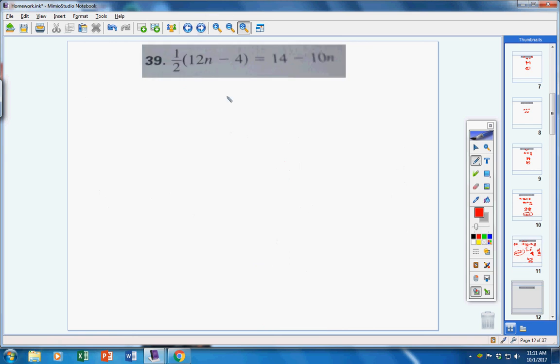All right, number 38. Step 1. Let's simplify both sides, okay? So, take your 1/2, multiply it through. 1/2 times 12 is 6. 2 cancels, all right? 6n, positive times a negative is negative. 1/2 times 4 is 2. Bring down 14, negative 10n. Alright? I cannot simplify this side over here.